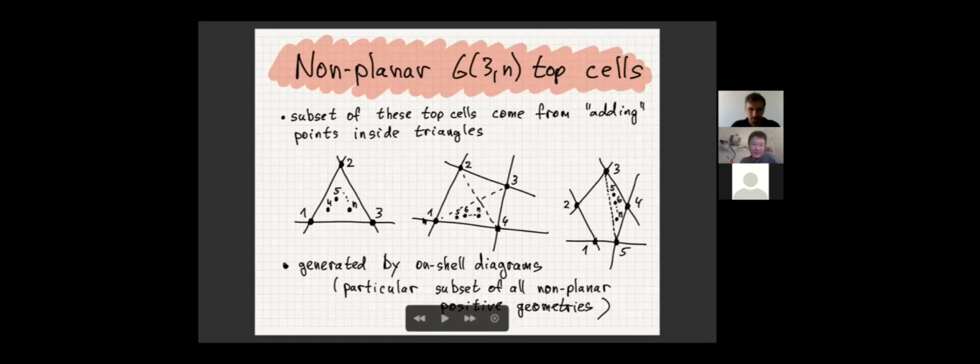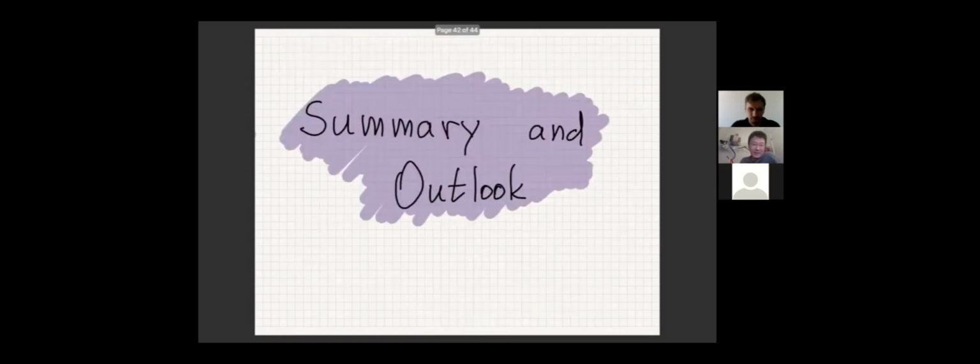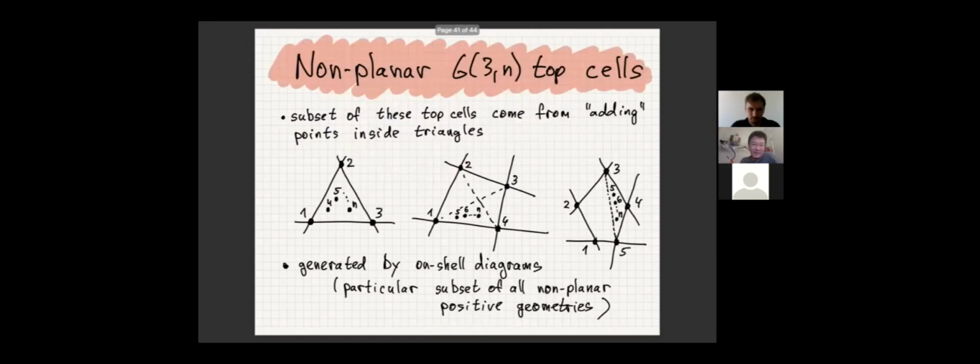So using that, you can just guess, but I don't know if these are on-shell diagrams. I'm just guessing from what we saw here. So these guys are the potential G3 and these non-planar top cells. Okay, sorry, go ahead.